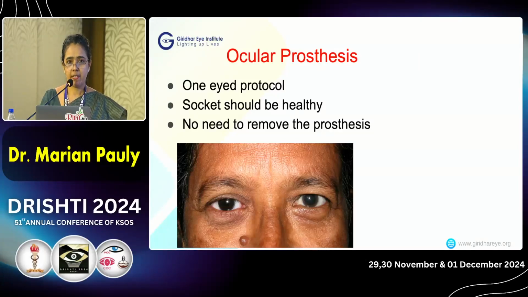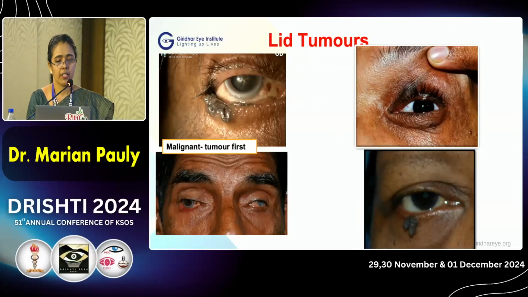Coming to ocular prosthesis, always follow the one-eyed protocol. Each institute will have a one-eyed protocol, and the socket should be healthy. No need to remove the prosthesis during the cataract surgery. Coming to lid tumors, so malignant lid tumors, always tumor first. So benign tumors, again you can, after discussion with the surgeon and the patient, go ahead with cataract, and later on they can come for the tumor excision if they are interested. So this is our one-eyed patient actually. You can see the black cataract with the basal cell carcinoma. So we did tumor surgery first and reconstruction, then he underwent cataract surgery.